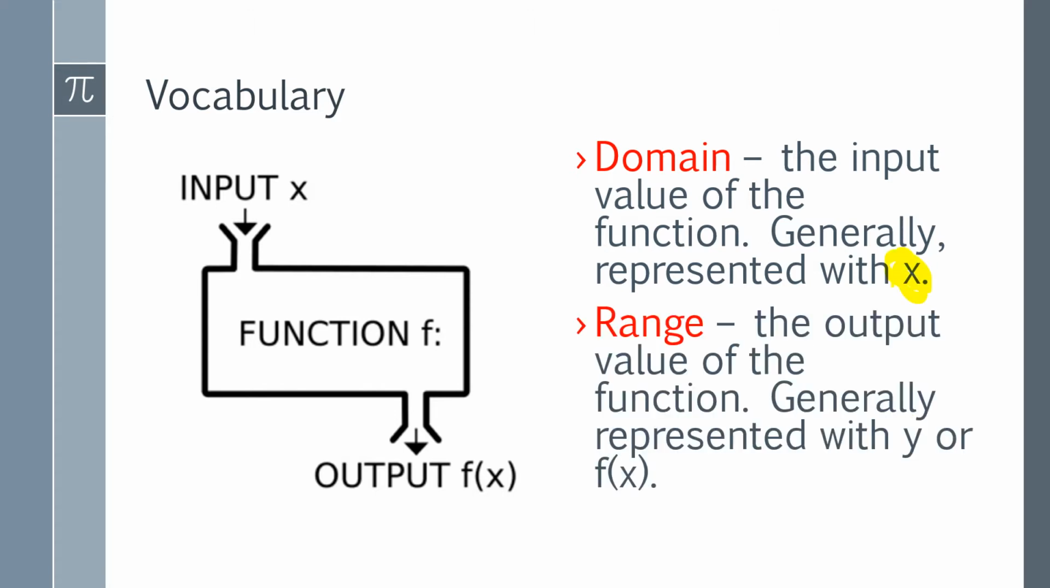Next, we have range. Range is the output value of a function, and it is generally represented with the y, or sometimes you might see f of x or g of x or w of x, but it indicates the range, the output value.